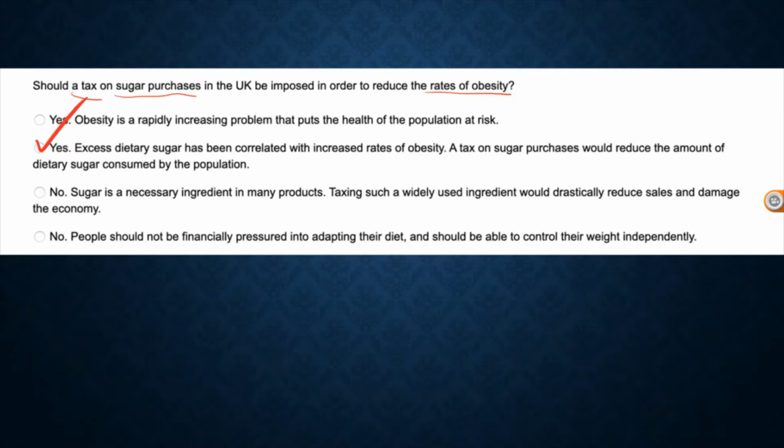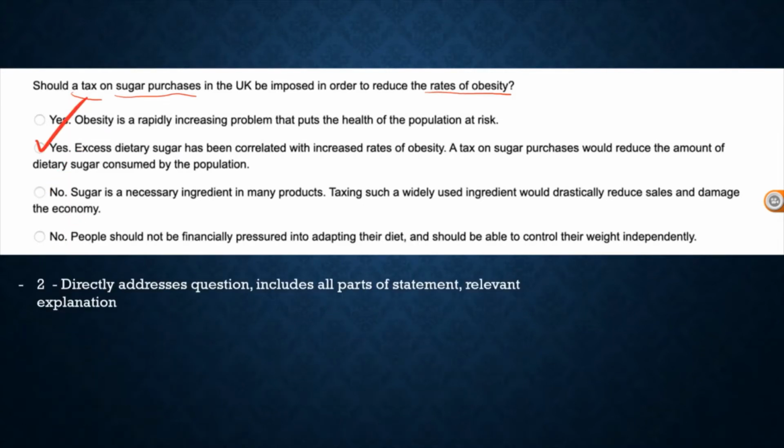So the right answer is the second option. Well, this is because it links directly to the question. As you can see, it includes rates of obesity and a tax on sugar purchases, which includes basically everything from this statement. And it has a relevant explanation as well. It gives a valid reason, because it says a tax would reduce the amount of dietary sugar consumed by the population as it's correlated with increased rates of obesity.